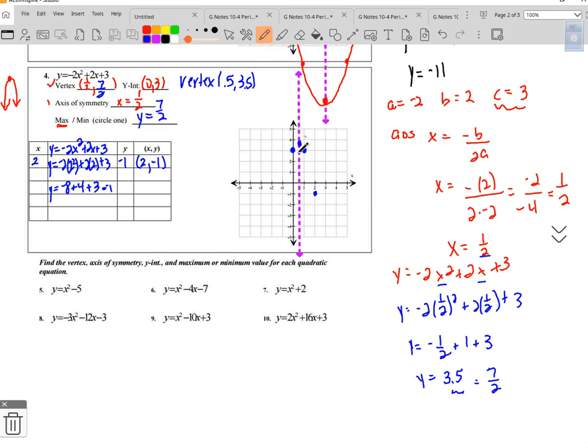I need 5, so I'm going to mirror this point. This is 1 and a half. I'm going to go a half and 1, a point an equal distance from that axis of symmetry. So now I'm going to sketch my parabola because I have my 5 points. Remember, not a V. It's got to look like a U, and it's got to have arrows on the ends.